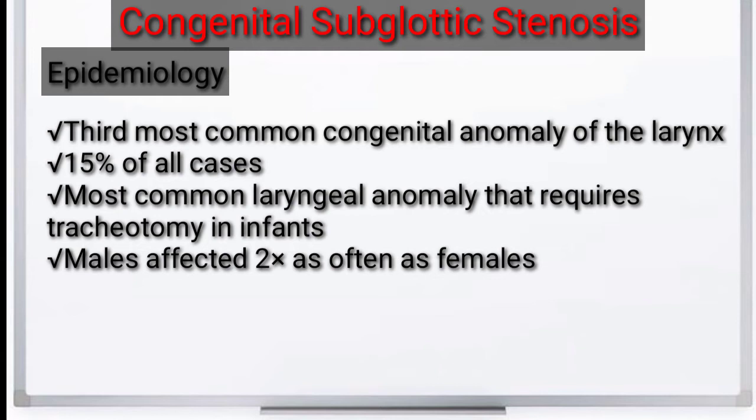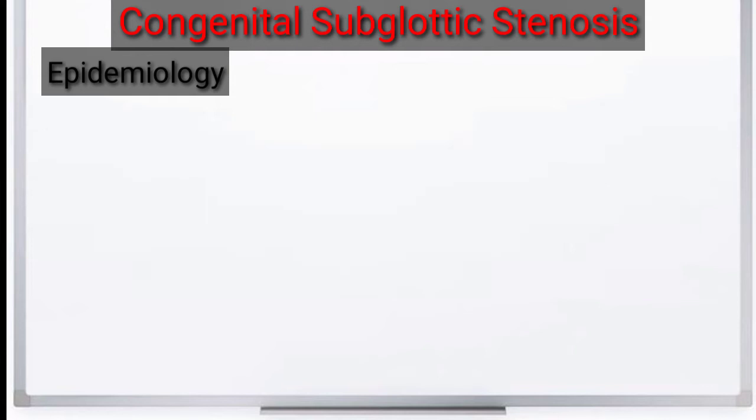In today's class, we will briefly discuss subglottic stenosis, which is the third most common congenital anomaly of the larynx, accounting for 15% of all cases. It is the most common laryngeal anomaly that requires tracheotomy in infants. In terms of male to female ratio, males are affected twice as often as females.